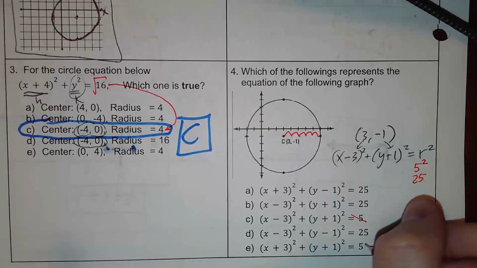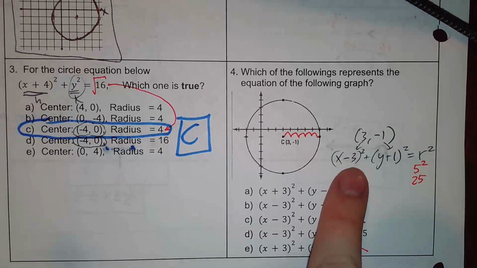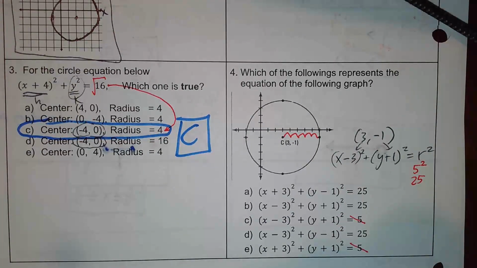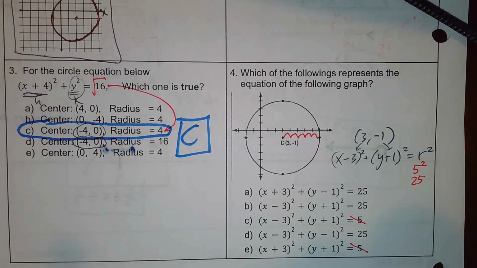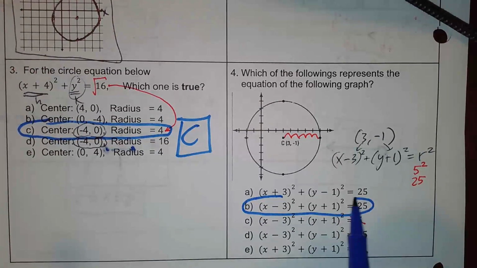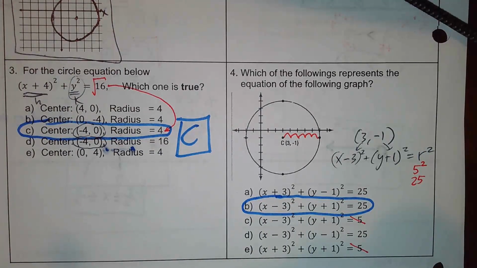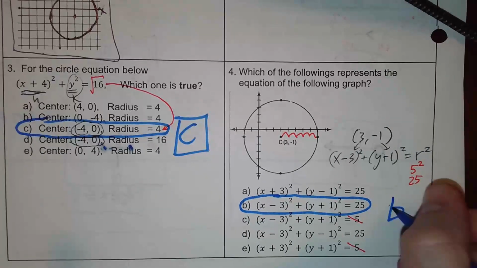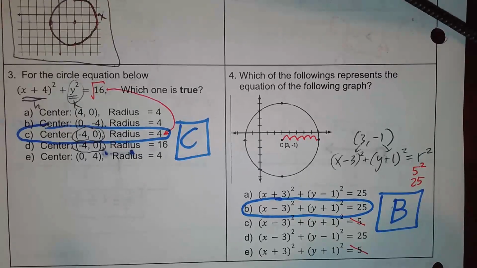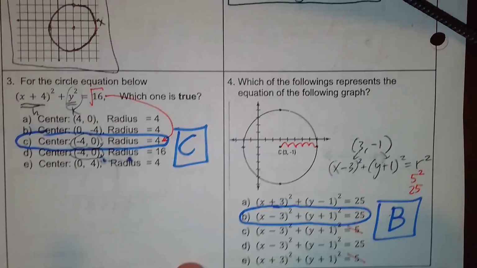Cannot be this one, cannot be this. We're looking for -3, +1. So -3, +1 would be this guy. So letter B. Letter B is the correct answer for this one. And that wraps up the circles. Let's move on.